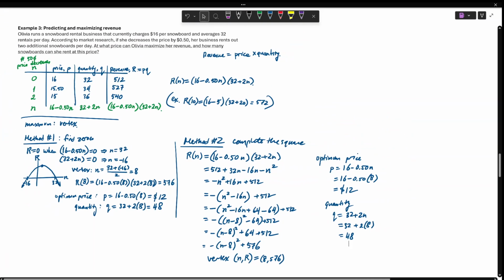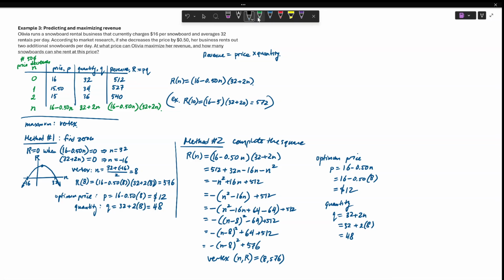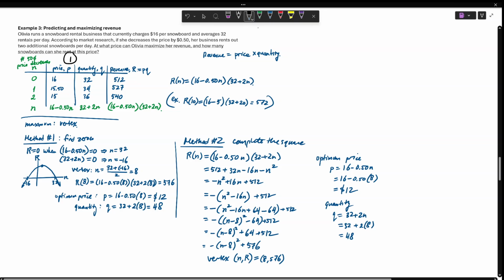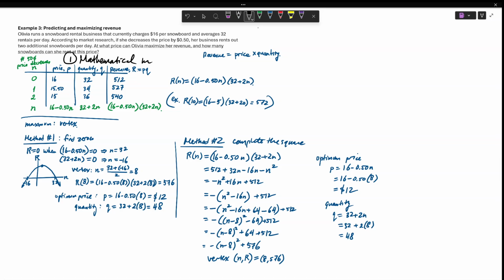To summarize, when you're looking at one of these problems, you're going to first make some kind of mathematical model. And then you're going to optimize by finding the vertex. Then once you found the vertex, don't forget to actually answer the question. There you go.